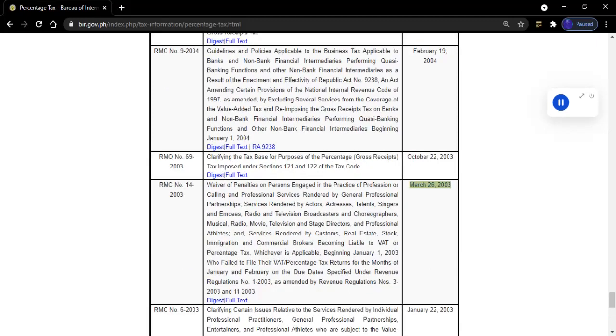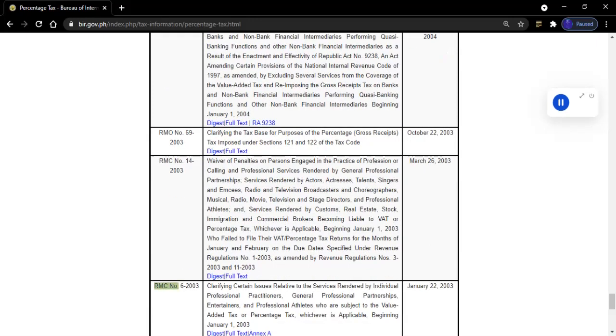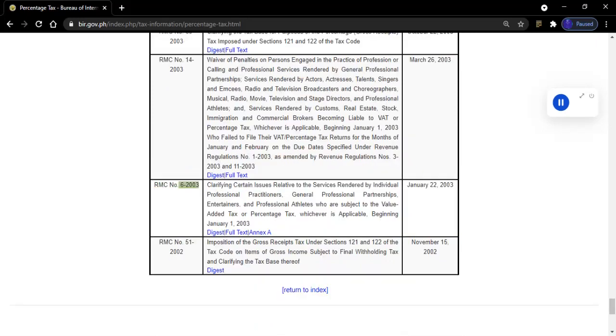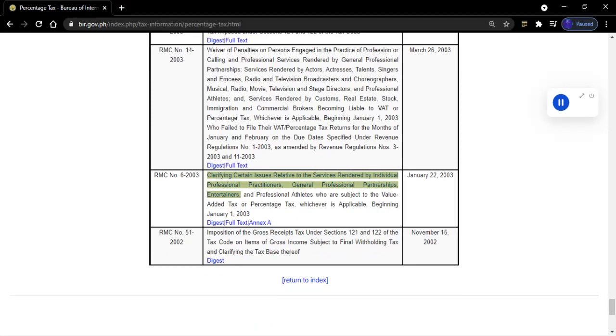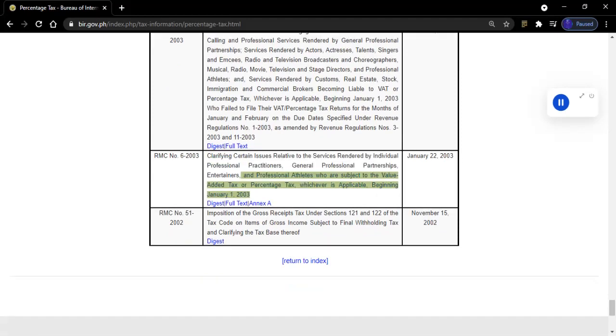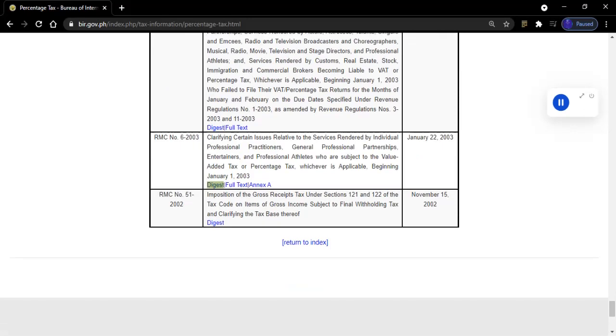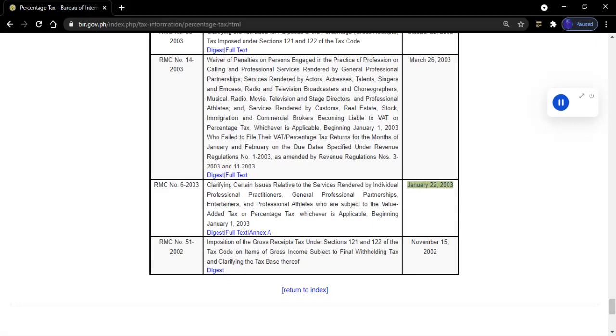March 26, 2003. RMC No. 6-2003. Clarifying certain issues relative to the services rendered by individual professional practitioners, general professional partnerships, entertainers, and professional athletes who are subject to the value-added tax or percentage tax, whichever is applicable, beginning January 1, 2003. Digest. Full text. Annex A. January 22, 2003.